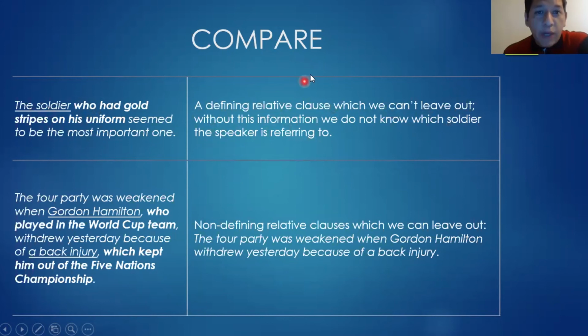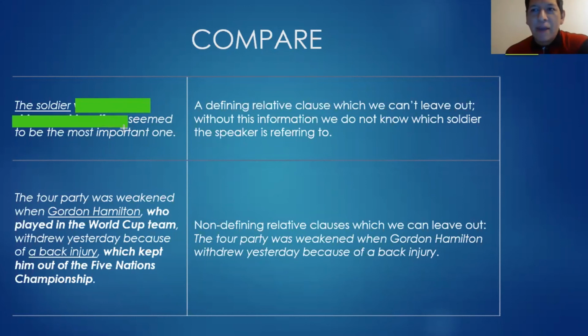So imagine that we eliminate this information, like the teacher says. We're going to eliminate it, so it goes like this. With the information eliminated: the soldier seemed to be the most important one. The soldier seemed to be the most important one.